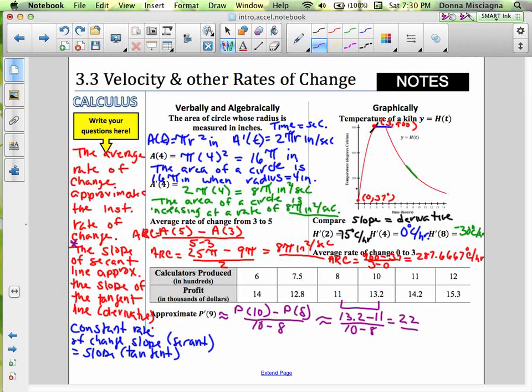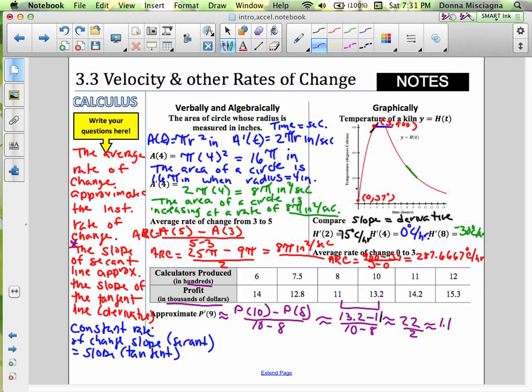That's pretty easy. And we don't need to calculate for anything here. Actually, I probably should keep this as approximately. I mean, it's exactly the slope of the secant line, but it's approximately the derivative. So 1.1, and we want to make sure we have the correct units here. So it's thousands of dollars per hundreds of calculators.